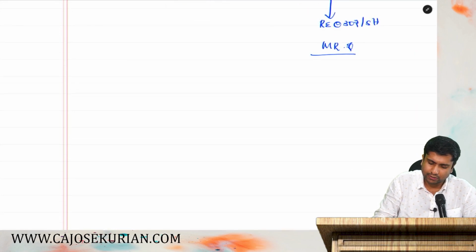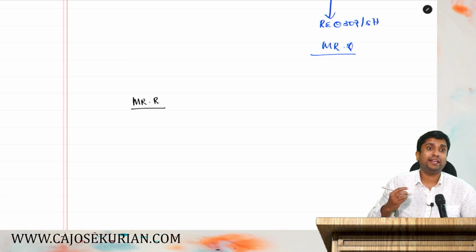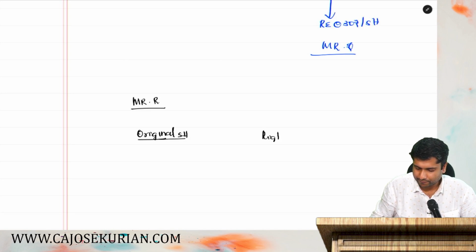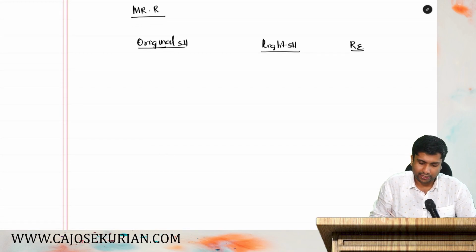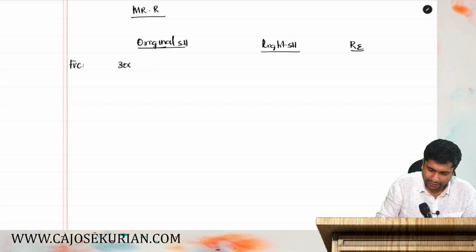First, let's compute the case of R. Mr. R, how many sets of capital assets does he have? We can call it original shares first. Original shares he has, then he has right shares, then he has right entitlement. These are the sets of capital assets Mr. R has. He sold original shares for how much? 300 per share. So 300 into 1000 original shares, that will be 3 lakh rupees.